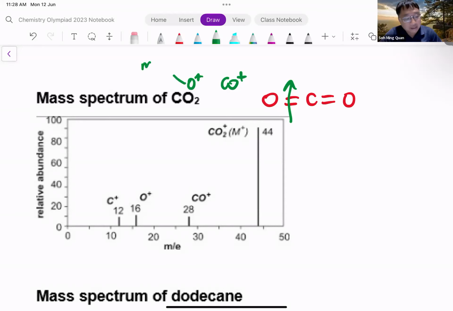O+ has a mass of 16. Oxygen has a mass of 16. CO+ is 12 plus 16, so it has a mass of 28. And of course, not forgetting, if there's no fragmentation, the mass is 44. 44 is when there's no fragmentation.